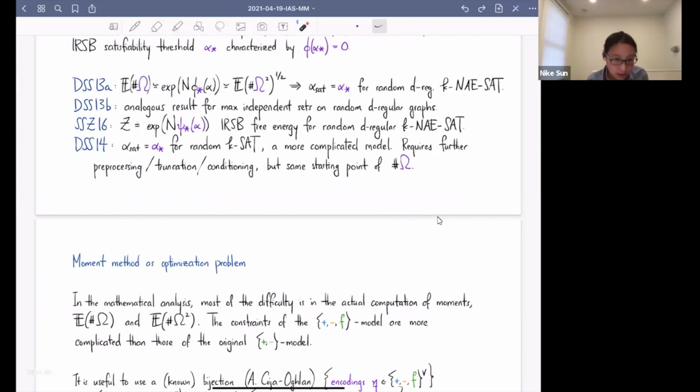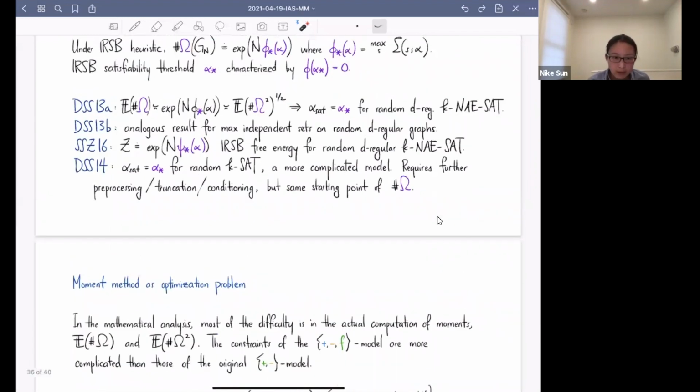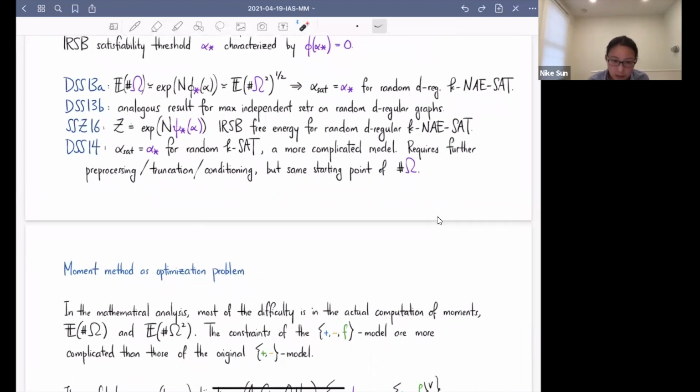In the time remaining, I will talk about what goes into the proofs. In all of the mathematical results on this problem, most of the difficulty is in the actual moment computation, in evaluating the expected number of clusters and the expected squared number of clusters, for example. This is because the constraints of the plus-minus free model are somewhat more complicated than those of the original model, and it's more difficult to deal with.